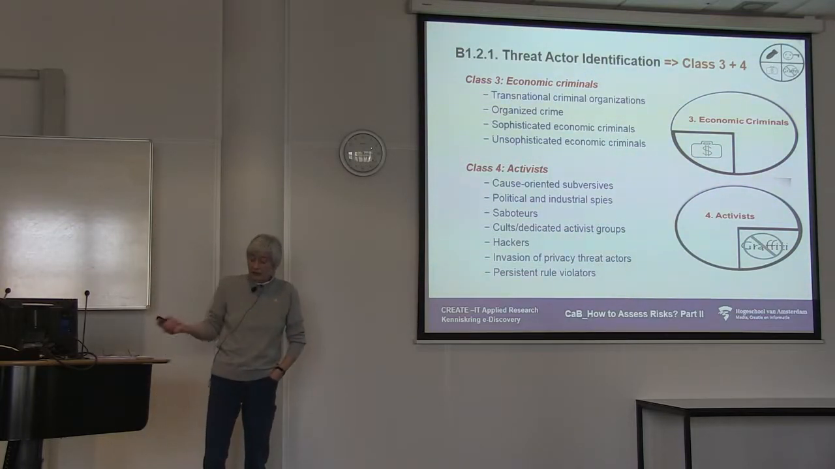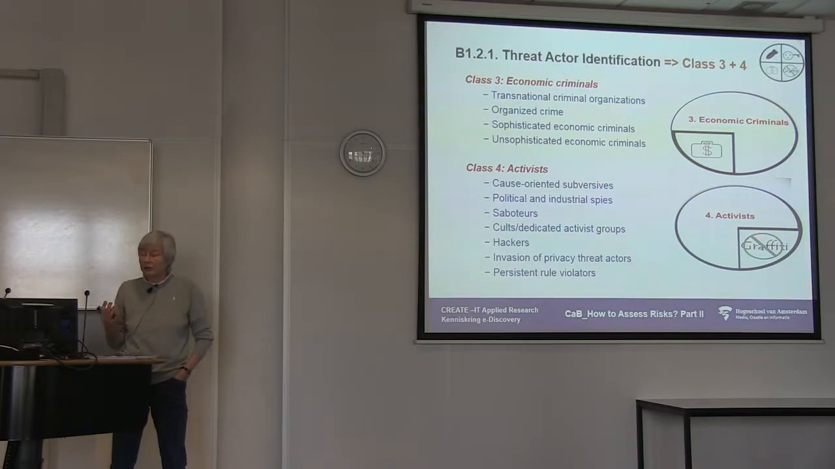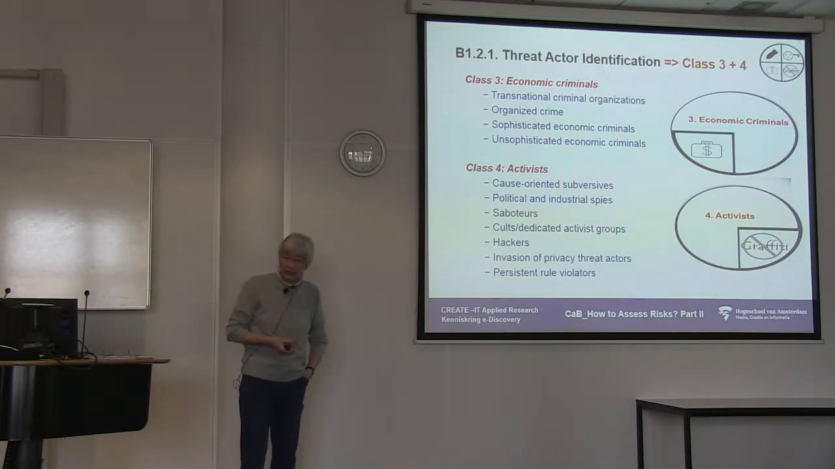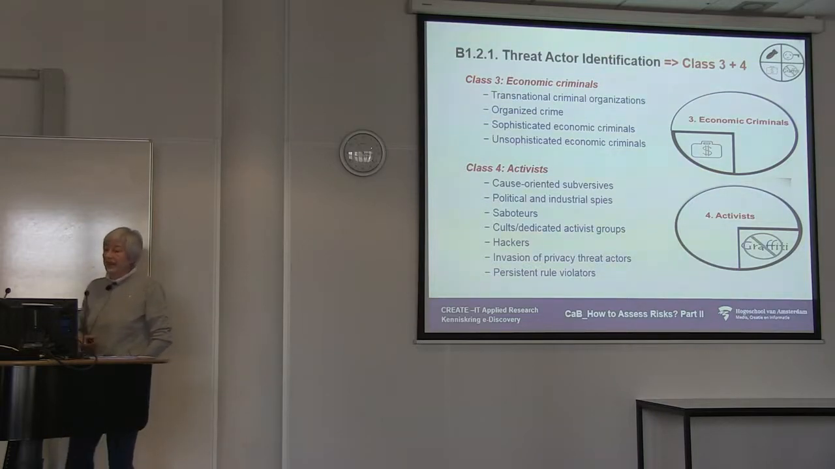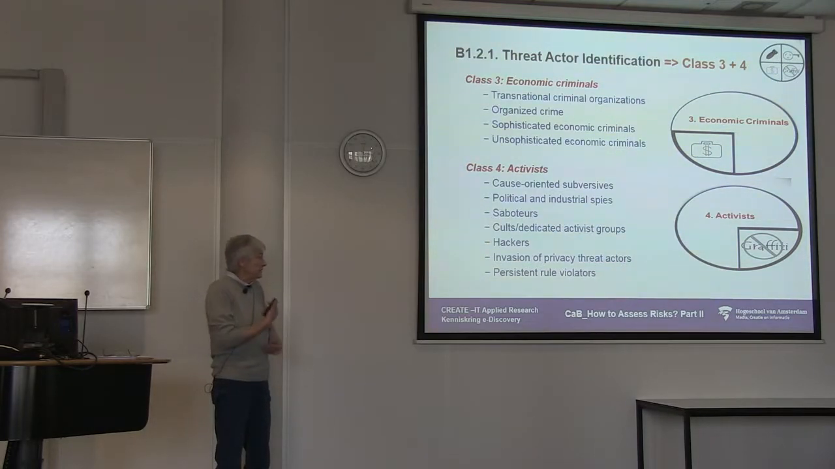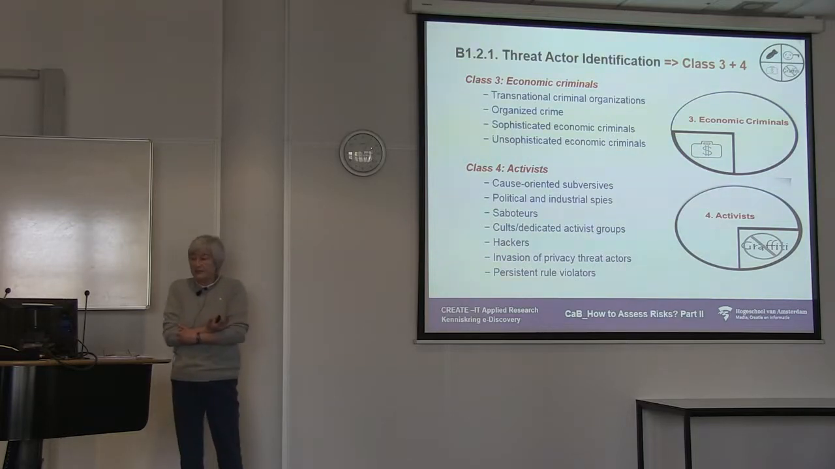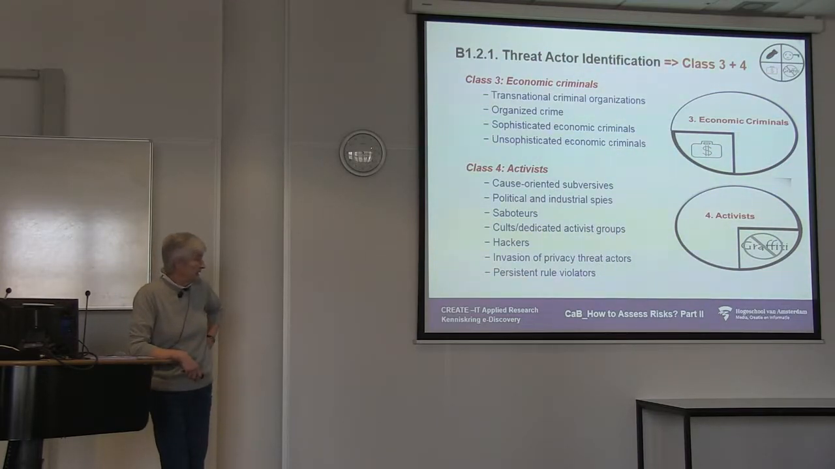Well, some people say that parties like the motor clubs, the Hells Angels and that kind of groups belong to cults, dedicated activist groups. Then you have, of course, the hackers, sometimes individuals, sometimes groups. You find them from all over the world. Then you have the threat actors that invade your privacy. Well, there are different ways how to invade somebody's privacy. So we'll come to that later when we talk about consequences and countermeasures. And we have the persistent rule violators. These are people that don't like rules, and everything they can do to break a rule, they will do.